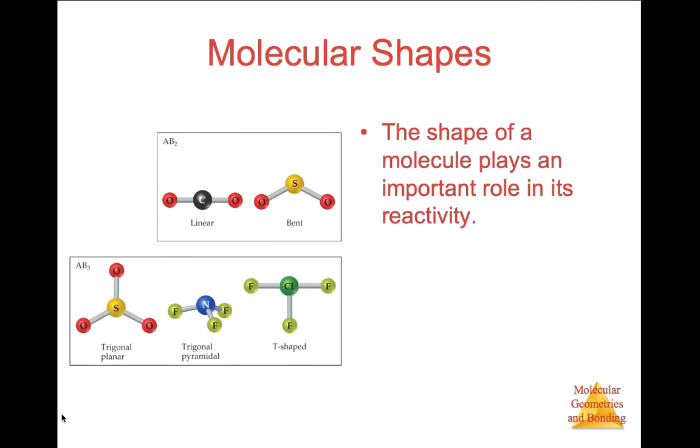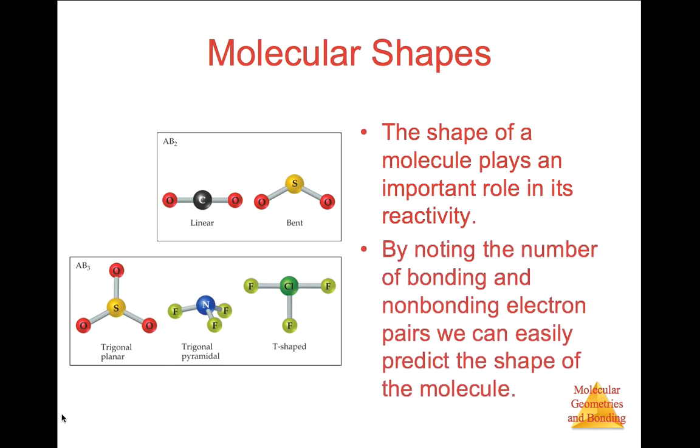As we learned in Chapter 8, we can represent various molecular substances, things that are made of non-metals and are covalently bonded, as Lewis electron dot structures. These Lewis electron dot structures have various shapes, and the shape of a molecule plays an important role in its reactivity. The form leads to its function. By noting the number of bonding and non-bonding electron pairs, we can easily predict the shape of the molecule.